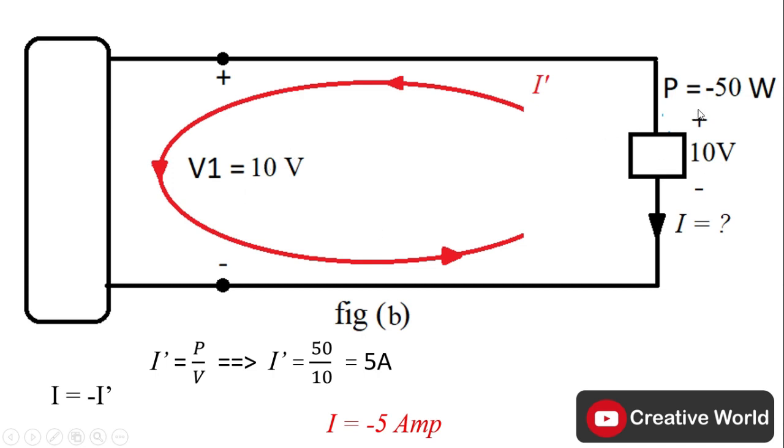Now simply I will put in the power formula. Right now I will not use minus because I have already taken the direction of current in that way. So I will be using the power formula: I dash equal to P divided by V, 50 divided by 10 equal to 5 ampere. Now in a series circuit we have the same current value, so this I dash will be equal to I, but these both are in opposite directions, so I will be equal to minus I dash. In this way it could be said that I equal to minus 5 ampere.